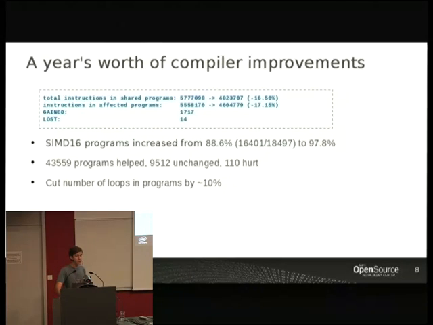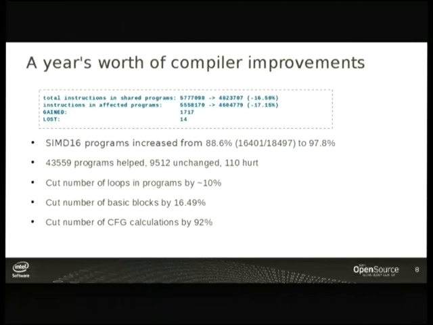We've also made some improvements that allow us to unroll a bunch more loops. So we've reduced the number of those by 10%, which is pretty great. We've even cut the number of basic blocks by a comparable percentage with the number of instructions cut. And because of the work to preserve the control flow graph, we've reduced the number of times we calculate the CFG by 92%.